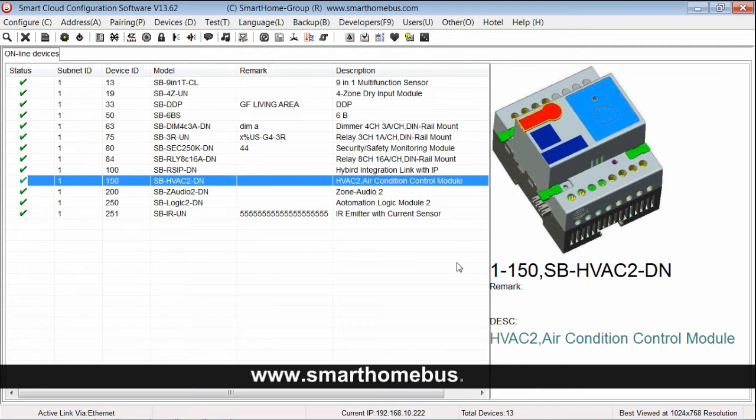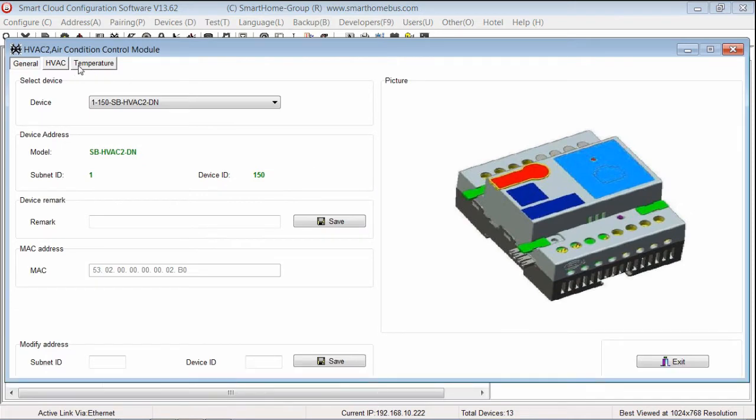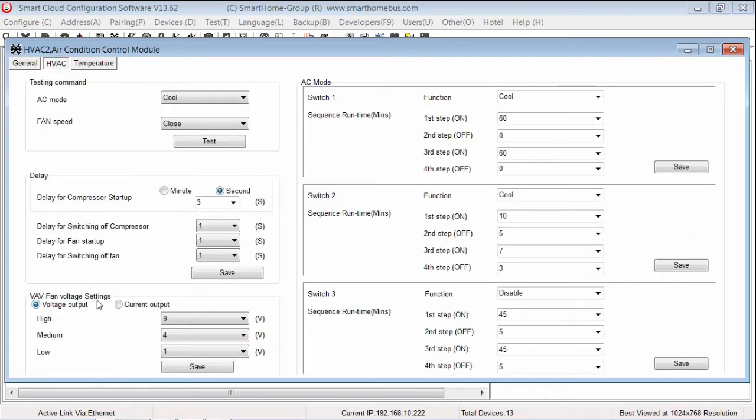Today we continue the HVAC and we talk about the VAV system. If your AC supports a VAV system, there's two options, either 0 to 10 volt or 4 to 20 milliampere. We go to HVAC here, we go to VAV system.